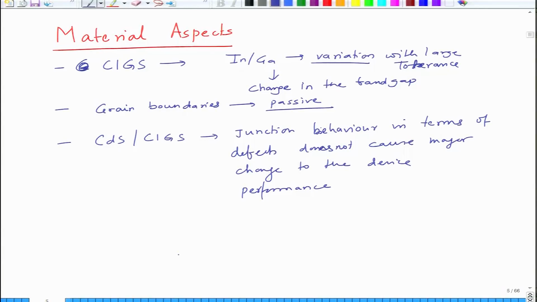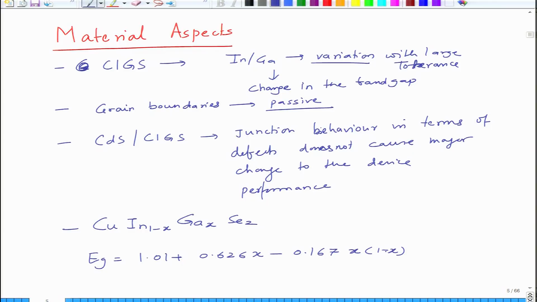So what is now CIGS? CIGS has a band gap. If you look at CuIn(1-x)Ga(x)Se2, the band gap of this material is given as 1.01 plus 0.626x minus 0.167x(1-x). So if your x is 0, CIS has a band gap of 1.01 eV.